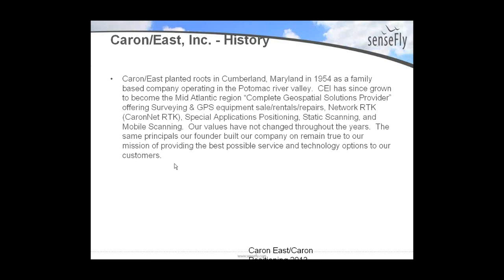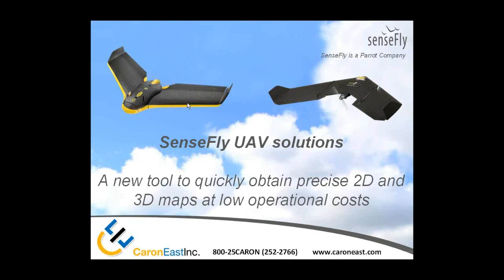So SenseFly has two types of drones. They have the eBee, which is the one over here on the left, and the Swinglet, and both of them are able to fly and take pictures, do aerial survey. It's a new tool. You can do 2D and 3D maps at a low operational cost.